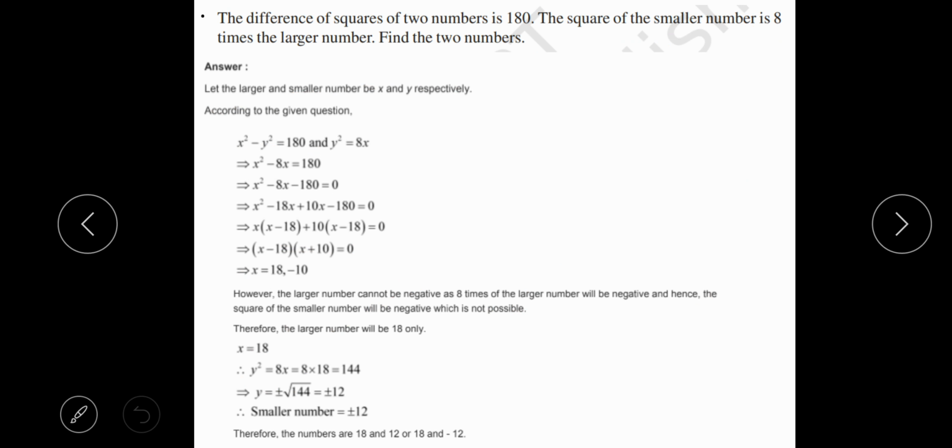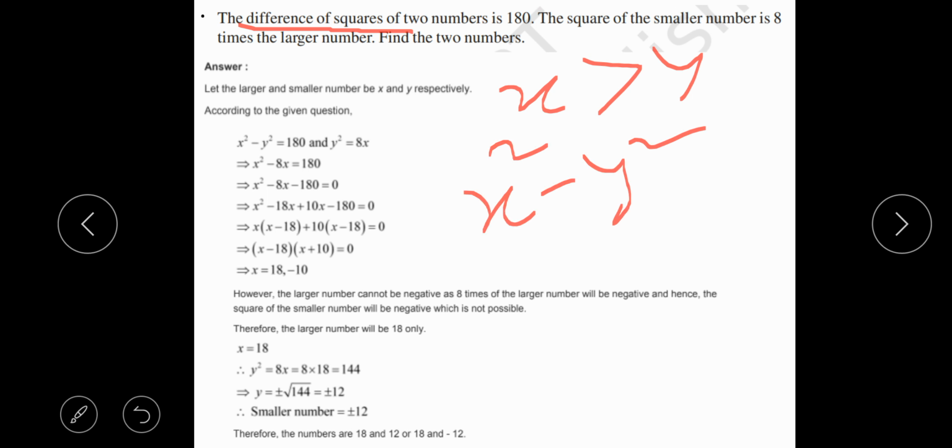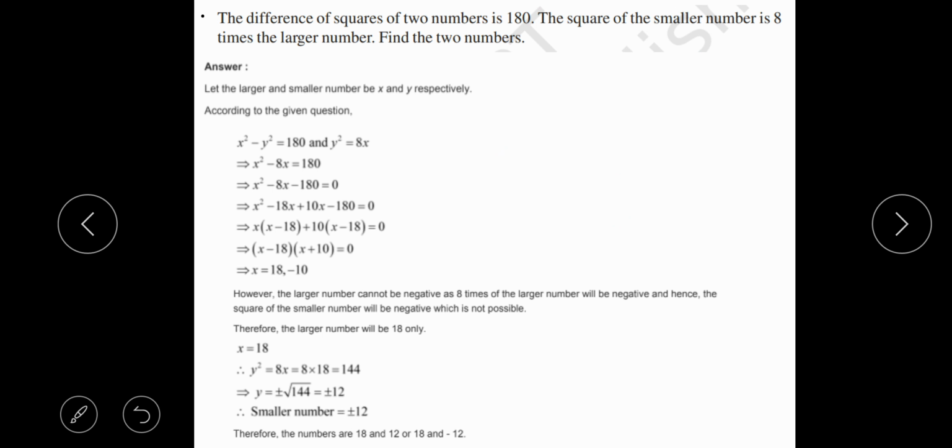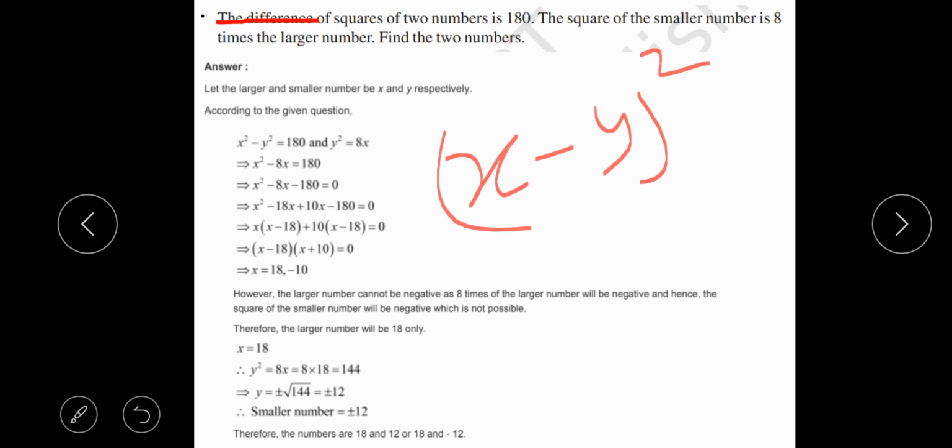Now the next question is on the difference of square. See here we have been given difference of square. There is a difference between difference of square and square of difference. If we have two numbers x and y in which x is greater than y, difference of square means we have to write x square minus y square. But if square of difference is given, then it means x minus y whole square. But here in this question we have been given difference of square. You should know about this.